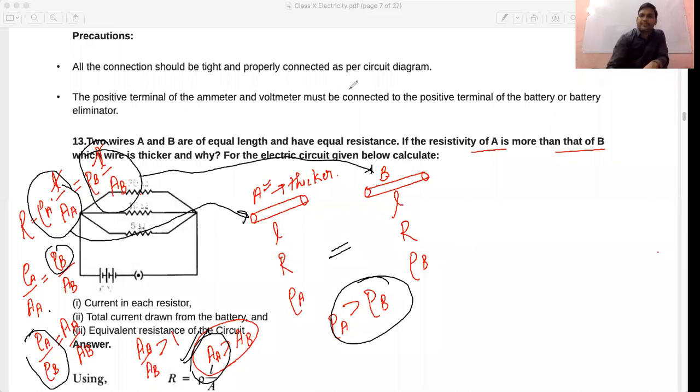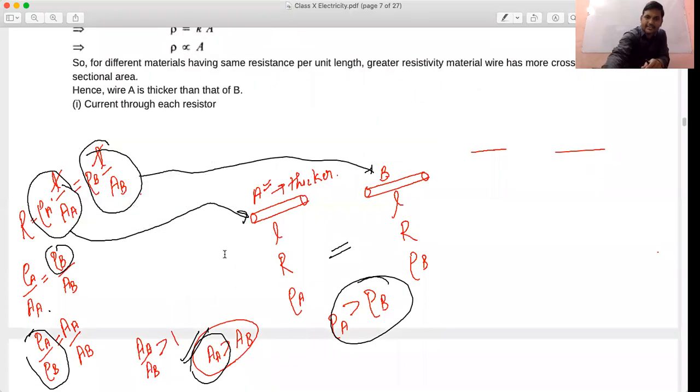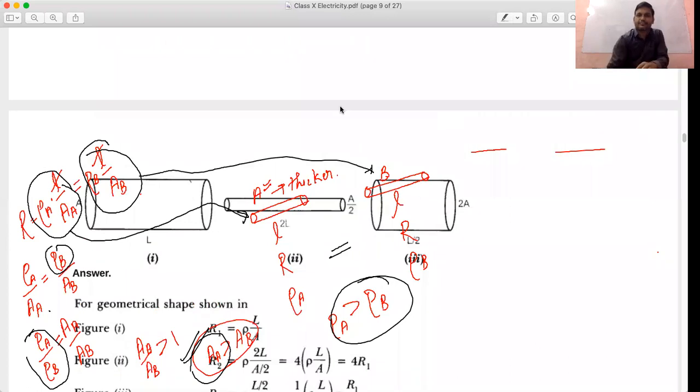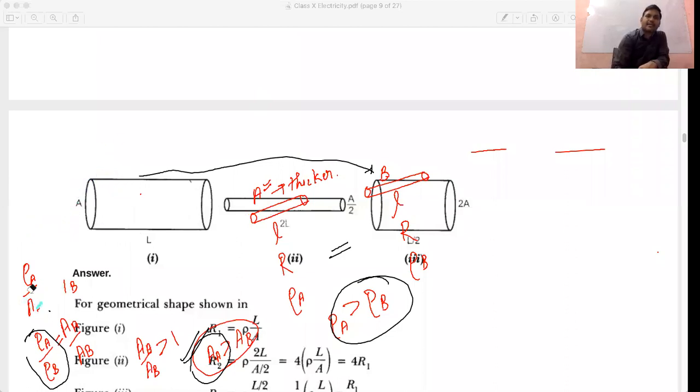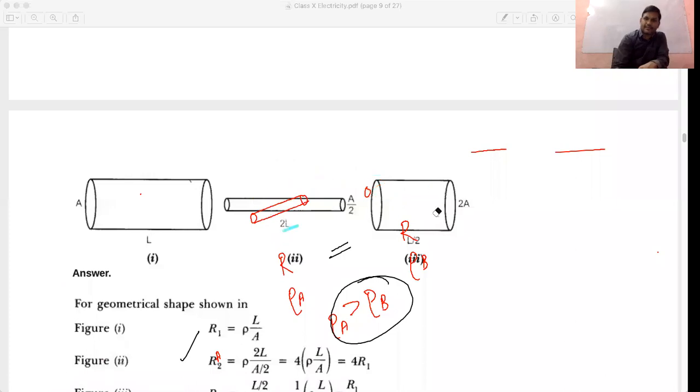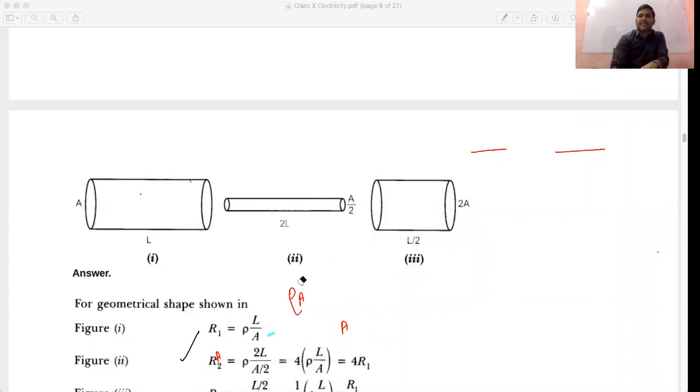Now coming to the next question, another question based on this. So this is the question where you are given 3 figures, and in each case they have given the length and area of cross section. And they have also given that they are of the same material.